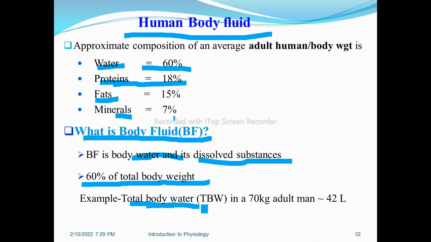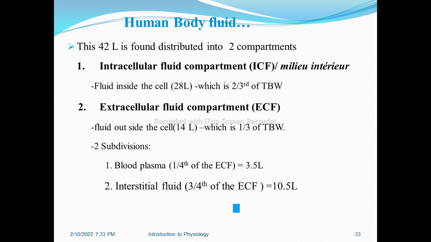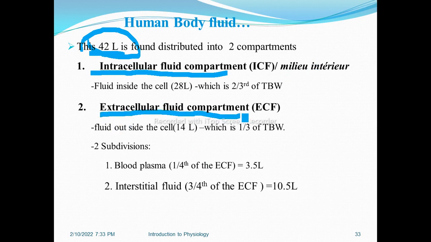So total body water in a 70 kilogram adult man is 42 liter. 42 liter of water is found in a 70 kilogram man. This 42 liter of water or fluid can be divided into 2 compartments. The first compartment is the intracellular fluid compartment, and we can say milieu interior. The other is the extracellular fluid compartment. Intracellular fluid is the fluid found within the cell. It contains 28 liter, which is 2/3 of total body water.